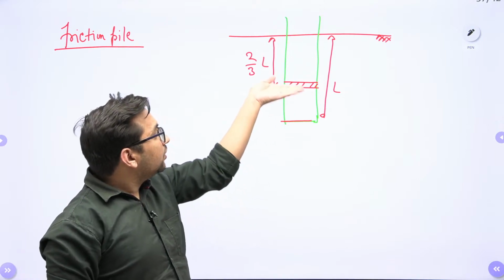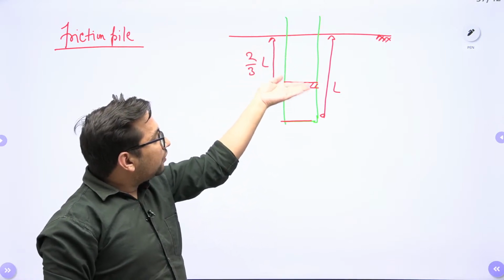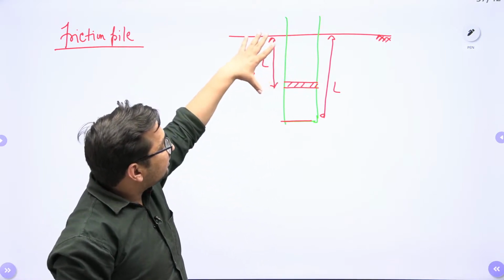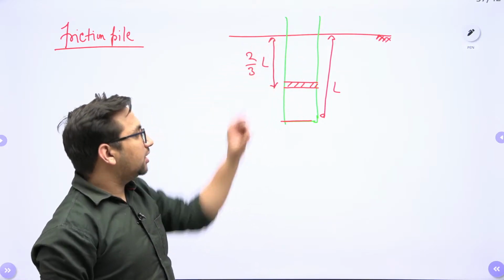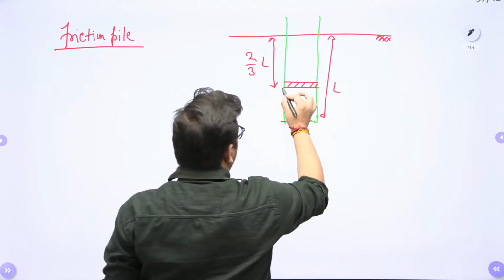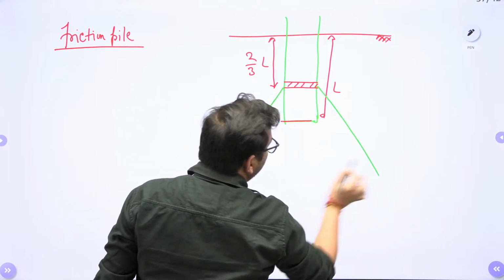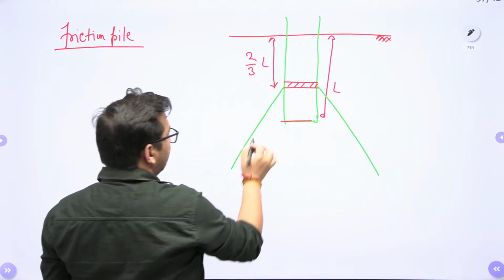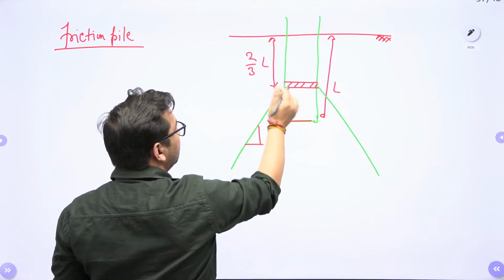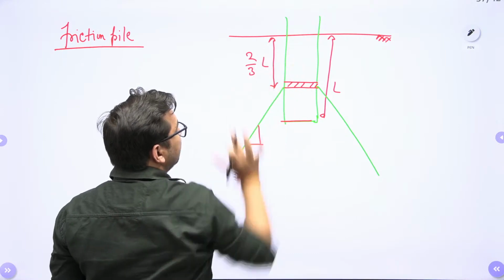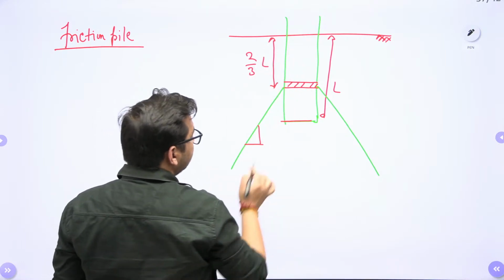So what we do, we assume an imaginary raft at a distance 2/3 times the length of the pile from the top, and we assume that from here the load is getting distributed. So again the process will be the same. The only concept is now you have to distribute the load from this 2/3 times of L, right?